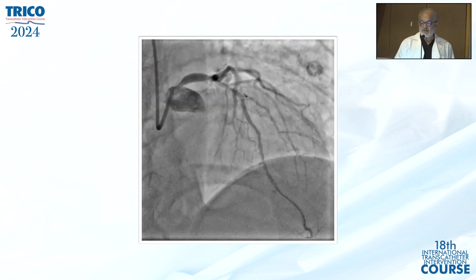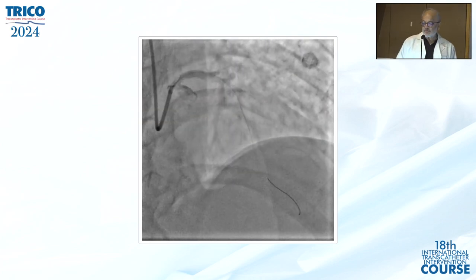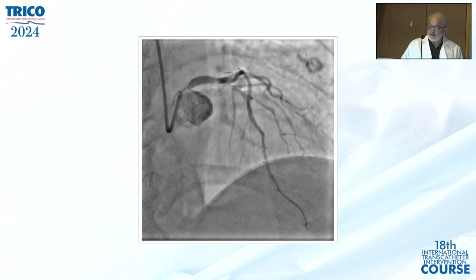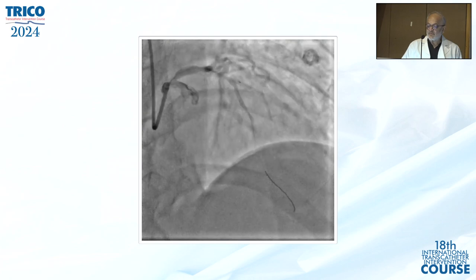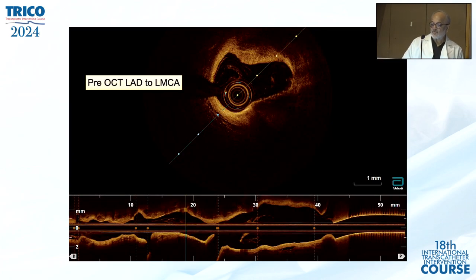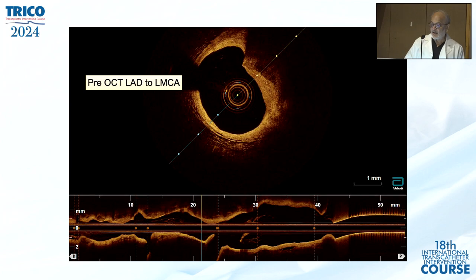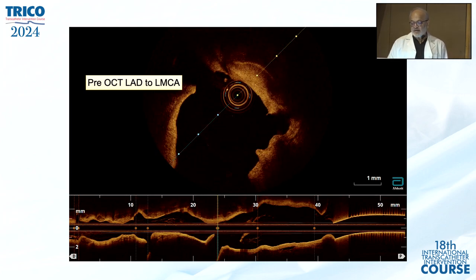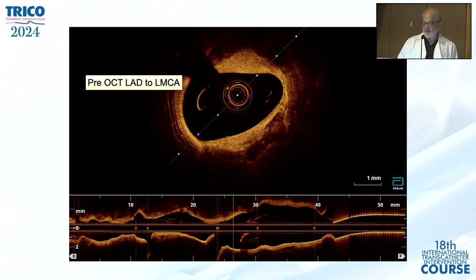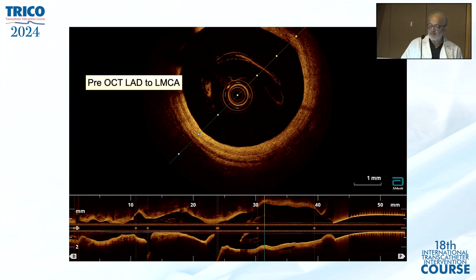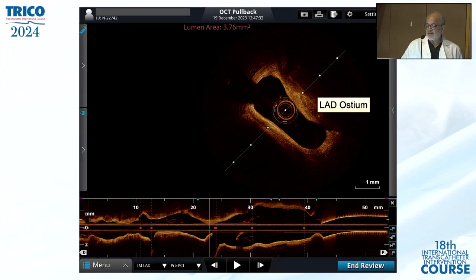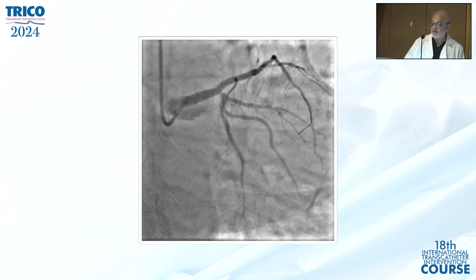You can see there is ostial left main also. Posterior left main was okay on IVUS, and the area was much more. This was the OCT, calcium healed plaque, you can see, and then this is what it is in the left main, all calcified all over. And this is LAD ostium, and here is a developing calcific nodule there.